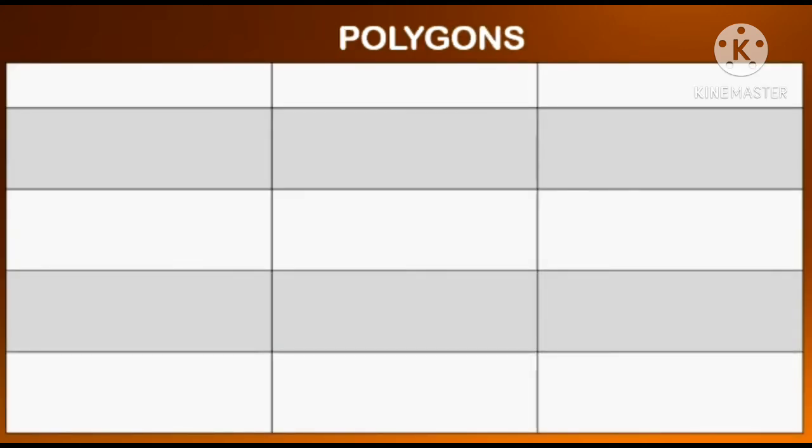Polygons are classified into various types based on the number of sides and measures of their angles. They are irregular polygons, regular polygons, concave polygons, convex polygons, like that. Now here we are going to see the difference between regular polygons and irregular polygons. A regular polygon means all sides and angles are equal. Otherwise, it is an irregular polygon. Then what is an irregular polygon? Polygons whose sides and angles are not equal are called irregular polygons.